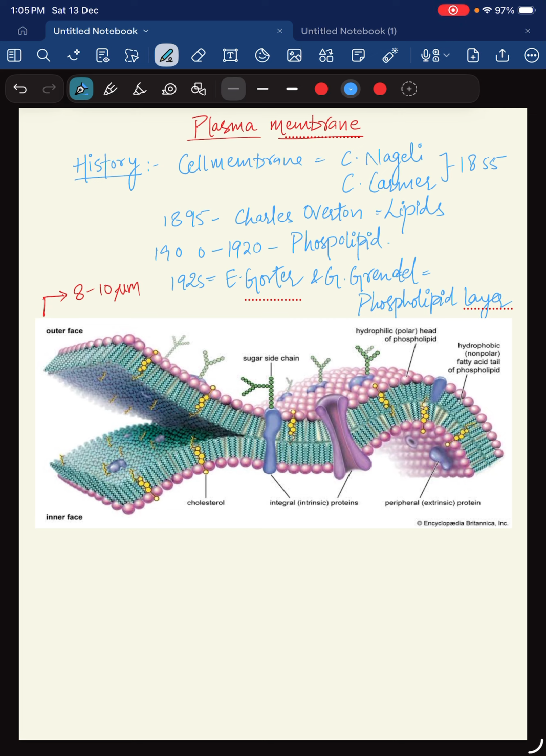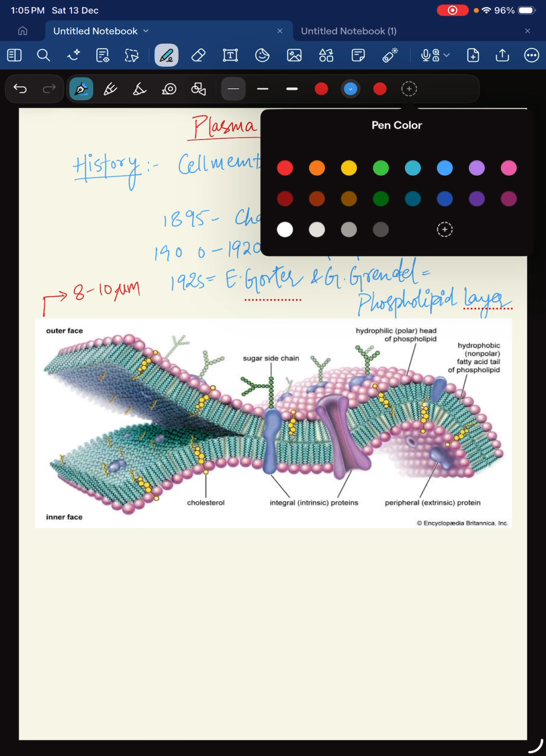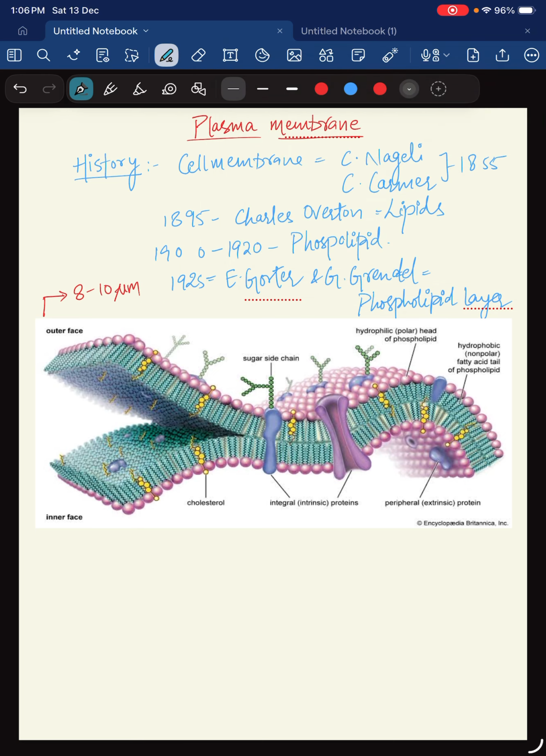Next, we will see what is the chemical composition of this layer. Here you can see a picture of plasma membrane. It is composed mainly of three components. So we will see the chemical composition of plasma membrane. Mainly it is composed of three components, which are lipids, proteins and carbohydrates.